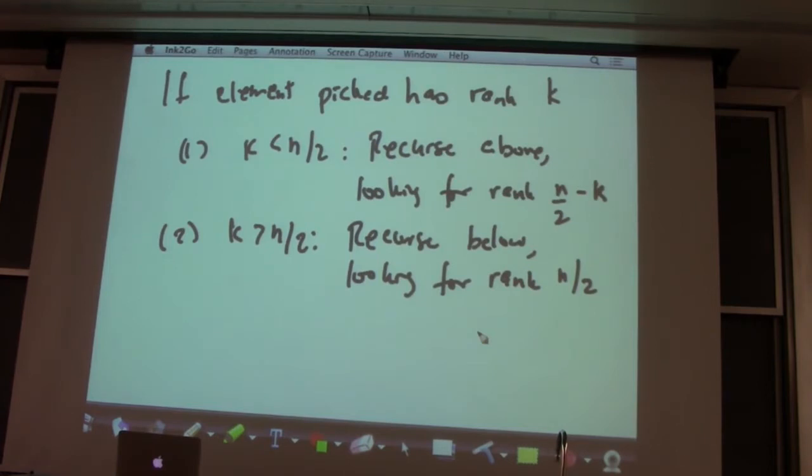So at the end I have the array segregated, rewritten into 2 parts, and this guy's at the beginning of the 2 parts, and I have 3 parts. So I can recurse on them. I have a pointer.